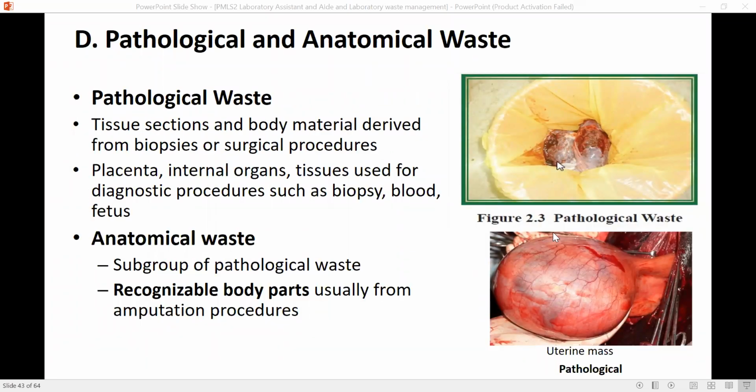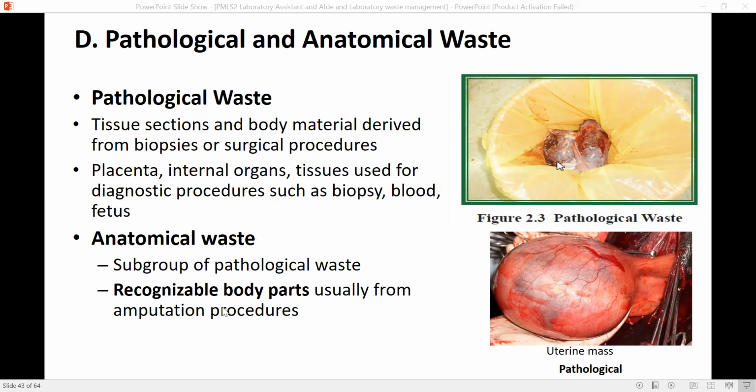So, pag sinabi mong pathological, ayan, tissue sections and body material derived from biopsies or surgical procedures. Yung mga breast mass, yan, placenta, internal organs, no? Okay, tissues, yung mga ganyan. So, yun ay pathological waste, dinadala sa histopathology. So, yung anatomical waste naman, this is a subgroup. Pathologic waste din yan. No?